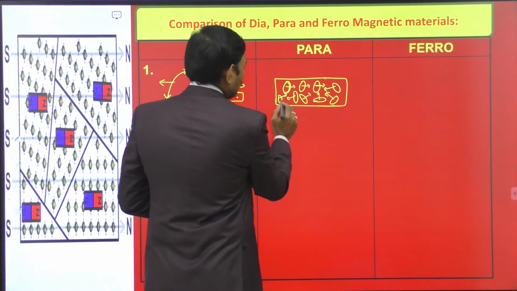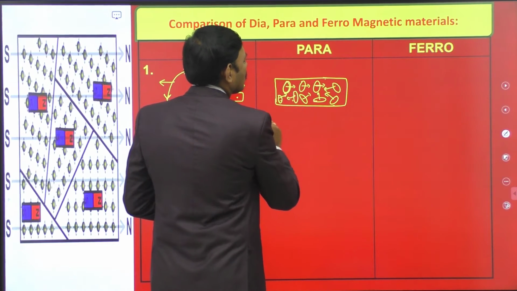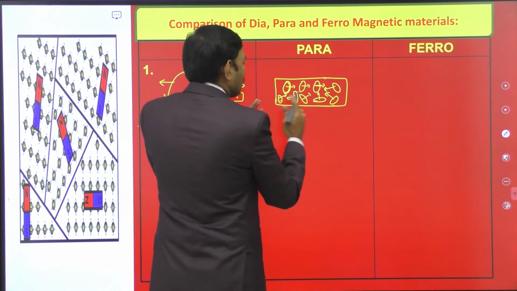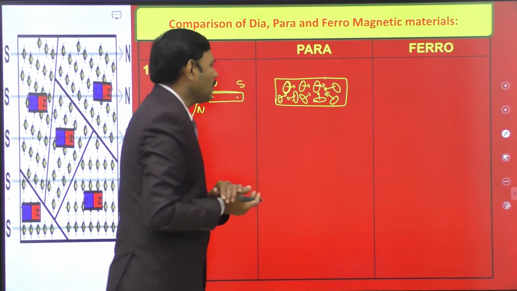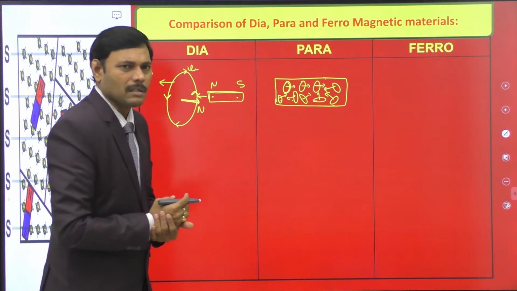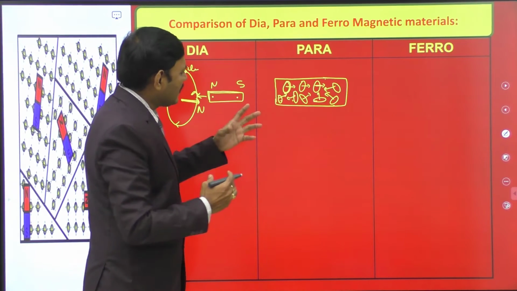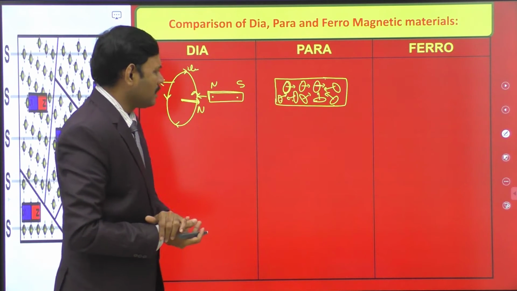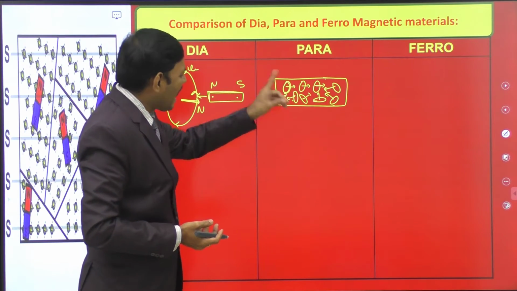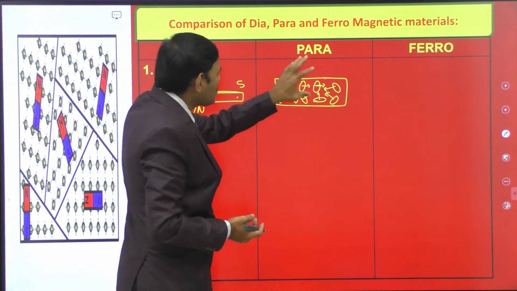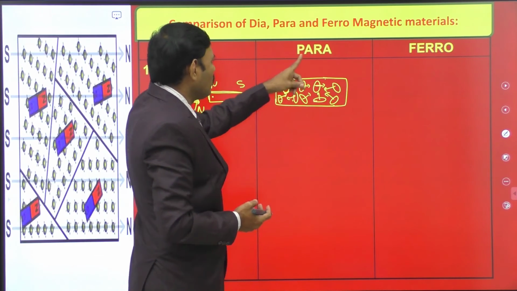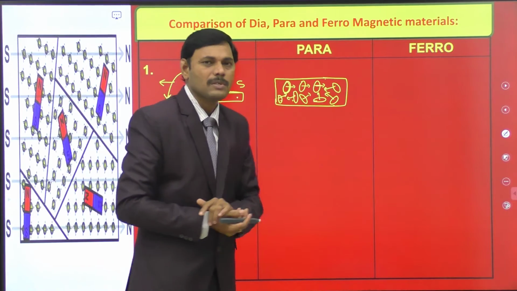Suppose these two cancel each other, and the up one and down one may cancel each other, and resultantly, partially there is some magnetic movement added up for this substance. Hence they show a partial magnetic property, hence they are known as the paramagnetic substances.